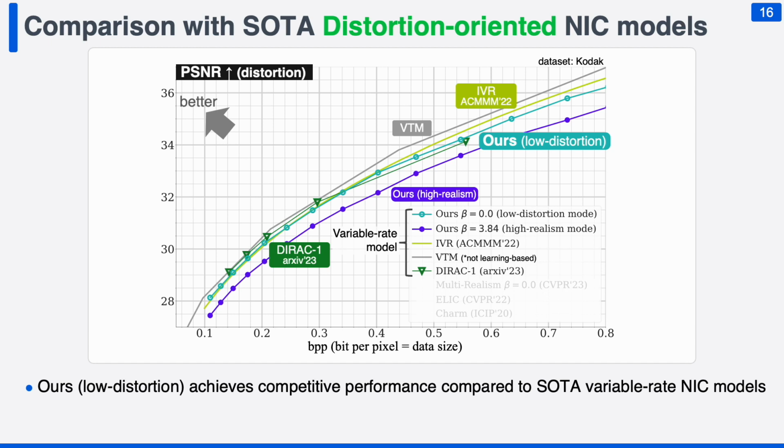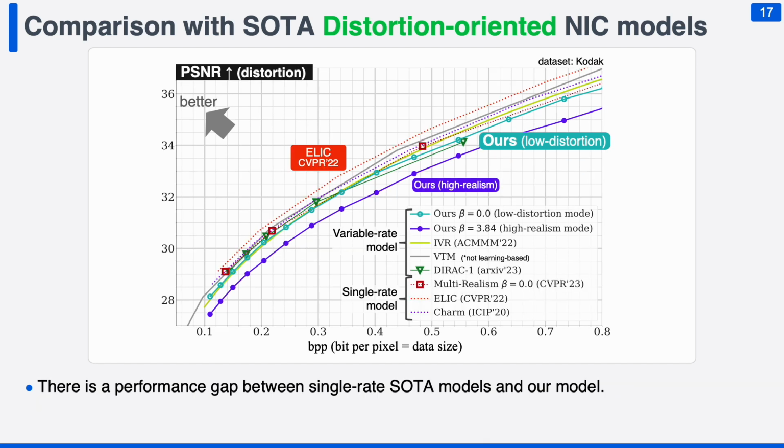Now we show the results in low distortion mode, so we compare our model with state-of-the-art distortion-oriented models. First, compared with other variable rate models, our method, shown in light blue, achieves competitive performance, especially at low bitrate, here. However, compared to state-of-the-art single-rate NIC models, such as ELIC with the red dashed line, we observed a performance gap.